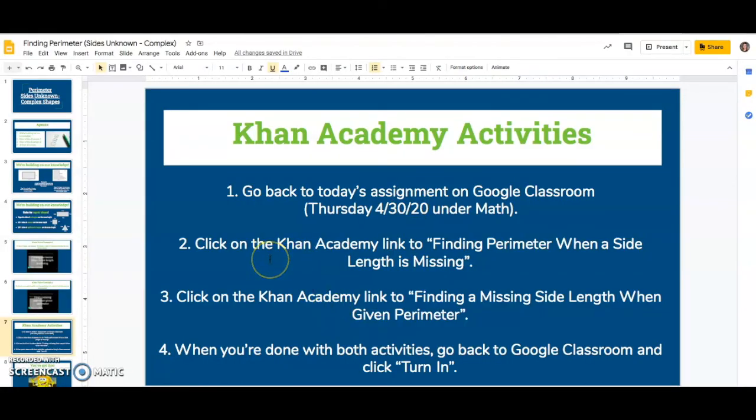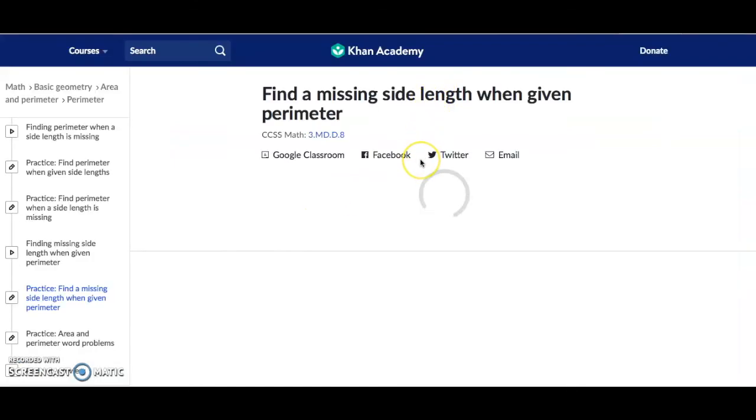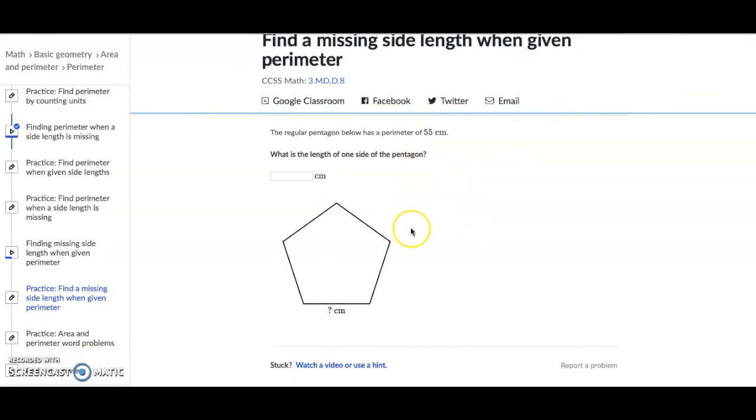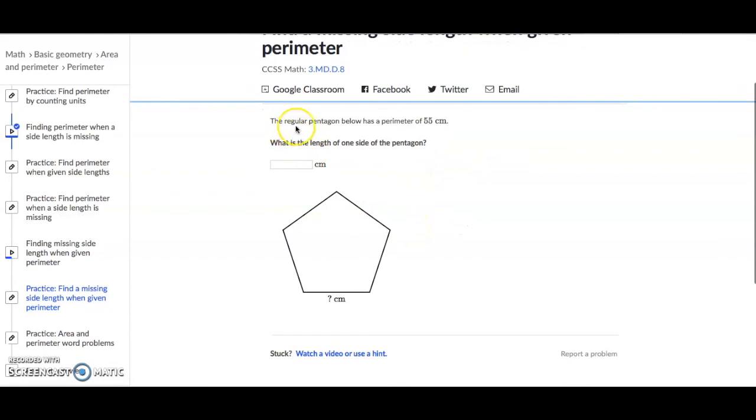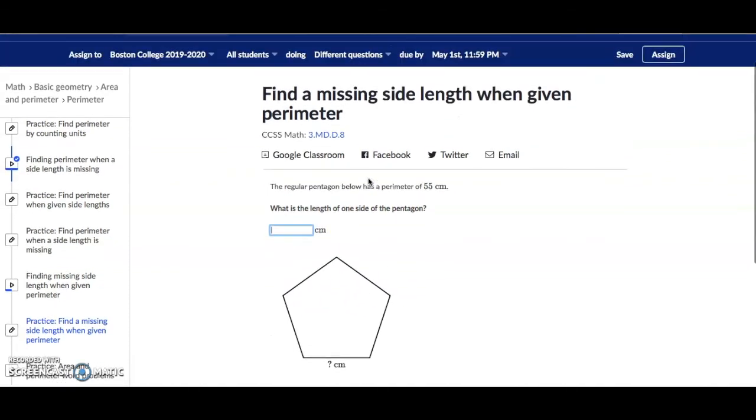When you're done with that one, you'll click on the Khan Academy link that again is on Google Classroom to finding a missing side length when given perimeter. It sounds similar to the other one, but it's actually a different activity. So for that one, I'll show you what it looks like. Again, make sure you read all of the directions. The regular pentagon below has a perimeter of 55 centimeters. What is the length of one side? So you'll just answer in the box. Again, your question might be a little bit different than this one.